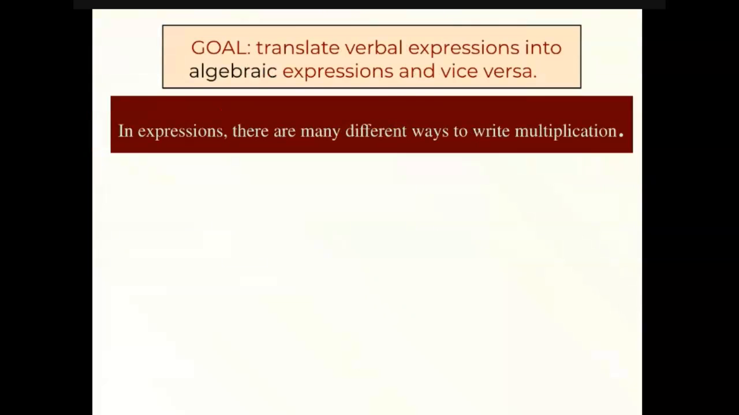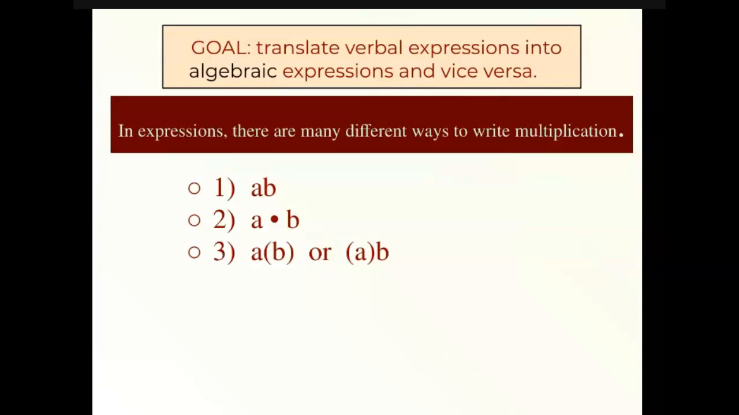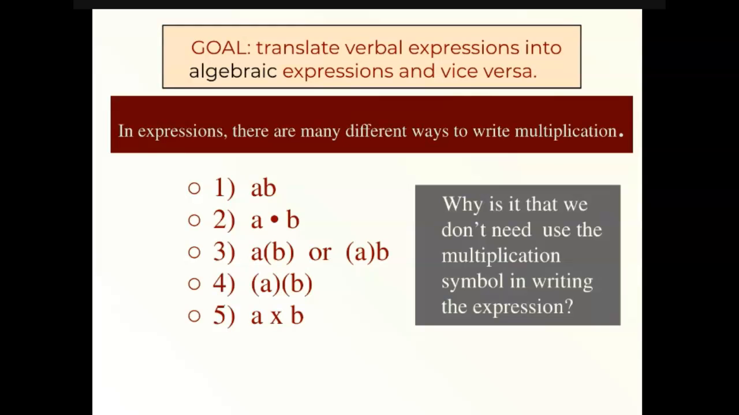So in expressions, there are many different ways to write multiplication. Okay, let's look at them. One could be AB, which is read as AB. Also A dot B or A times B, like what Rimsha said, the dot means times. Or A parentheses B, or both of them in parentheses. Or we could use the symbol x. But since we're doing expressions, we're not going to use them anymore, right?